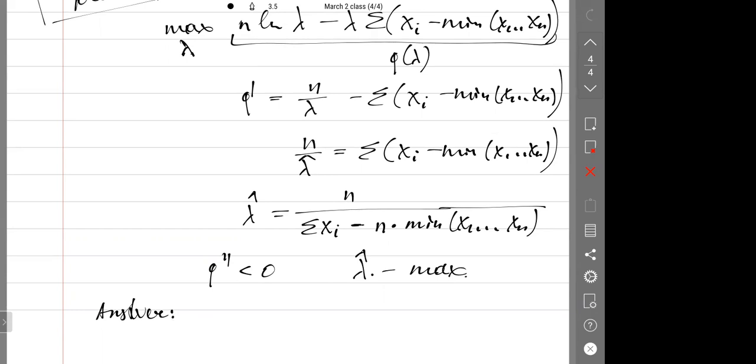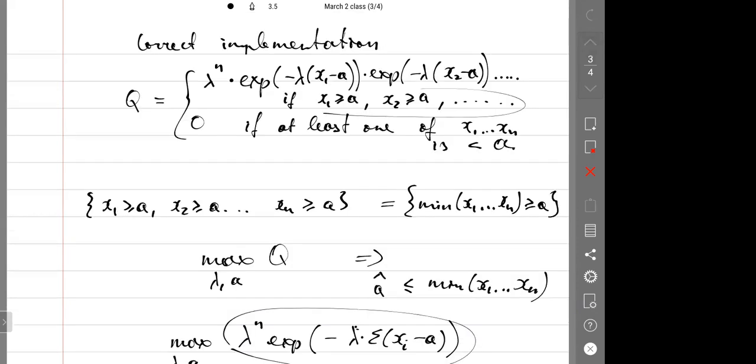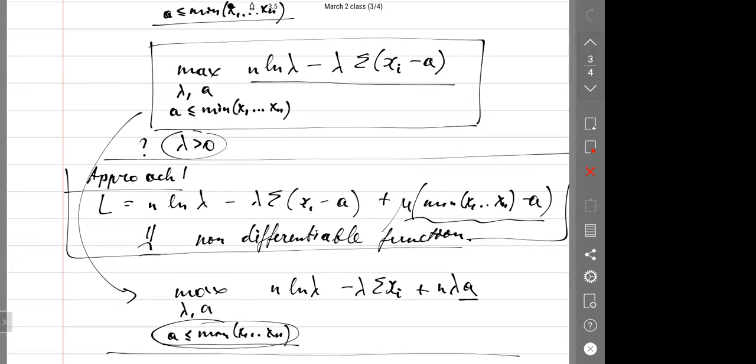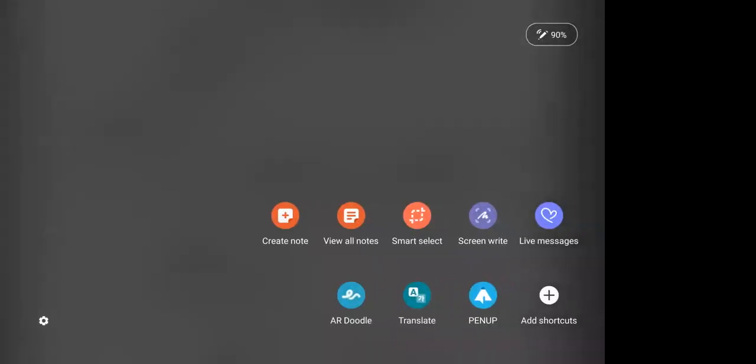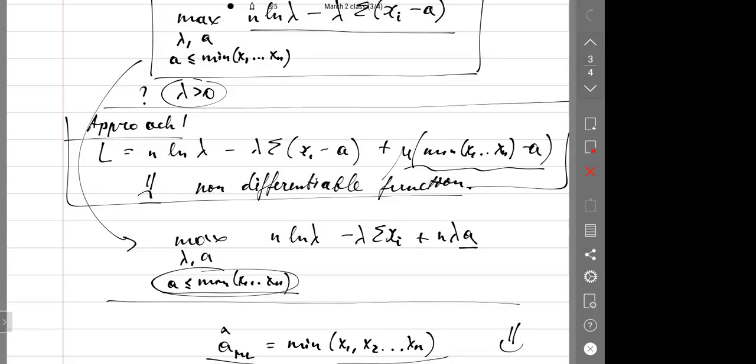Excuse me, which problem do we have with maximization of a function which was non-differentiable in the beginning, when we have a constraint? Yeah, you are right that we maximize. It's non-differentiable with respect to x1 through xn, and we are optimizing with respect to lambda and a. That's my fault.